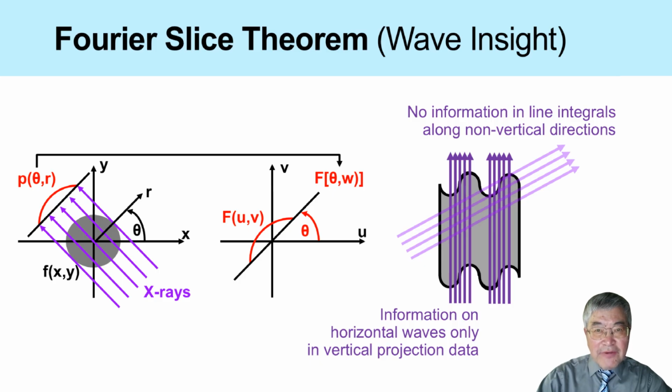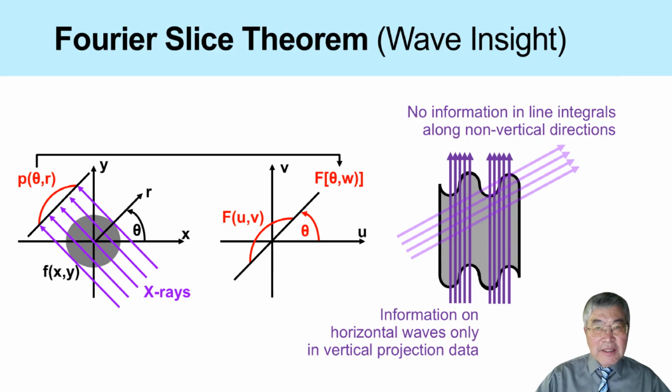Now consider a different case. Suppose the X-ray beam is oblique, like the purple ray shown here. Along this oblique path, the ray passes through both peaks and valleys of the horizontal wave. The positive and negative parts cancel each other out. As a result, that oblique ray does not give useful information about this particular horizontal wave component.